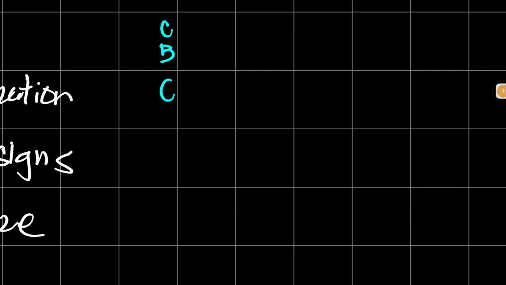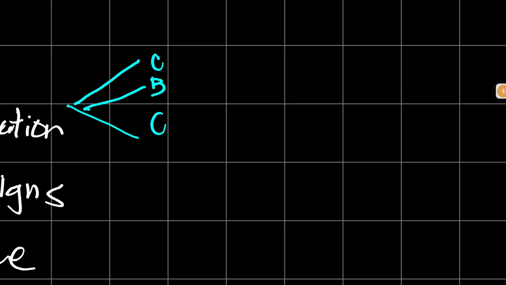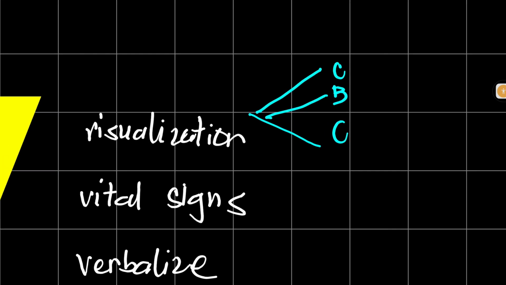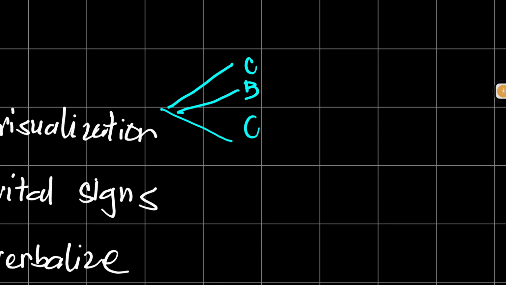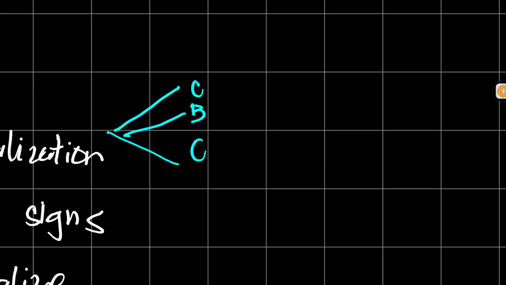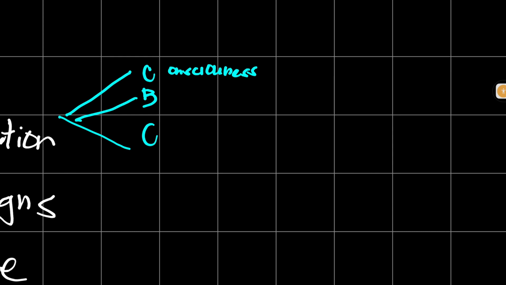Remember that there's an acronym, CBC. Visualize the following, CBC. C stands for consciousness, the level of consciousness of your patient. Do we have an altered level of consciousness? What is your baseline GCS? Is your patient alert, responsive to sound, or responsive to pain? Things like that. Consciousness. B stands for breathing.